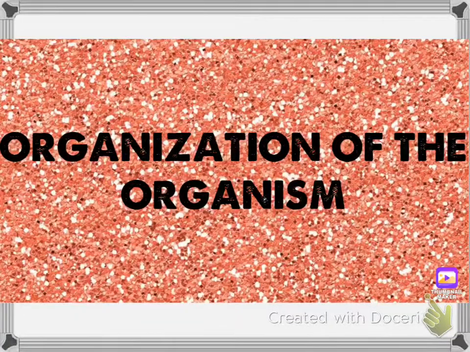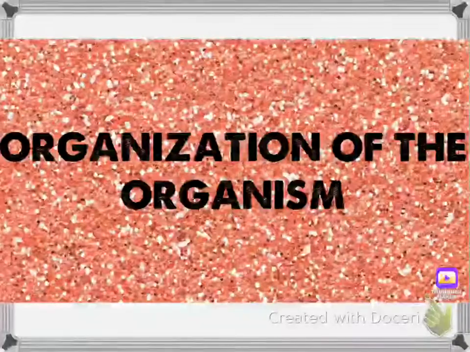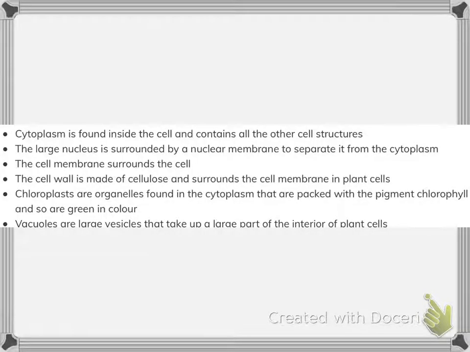So today's topic is going to be based on an IGCSE Biology topic, organization of the organism. So this topic is going to be based on cells. So we'll be seeing about cells. First, the cytoplasm is found inside the cell and contains all the other cell structures. And then the large nucleus is the one which controls the activities in a cell, and it is surrounded by a nuclear membrane to separate it from the cytoplasm.